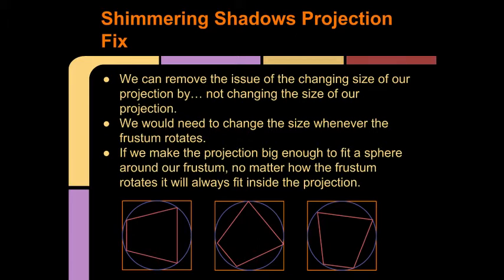By basing our projection box's size on the size of a sphere wrapped around the camera frustum, we will get a projection that will always fit and does not need to be changed each frame. This fix does come with a cost, as we are not getting the tightest fitting projection possible anymore, so we will lose some shadow resolution quality.